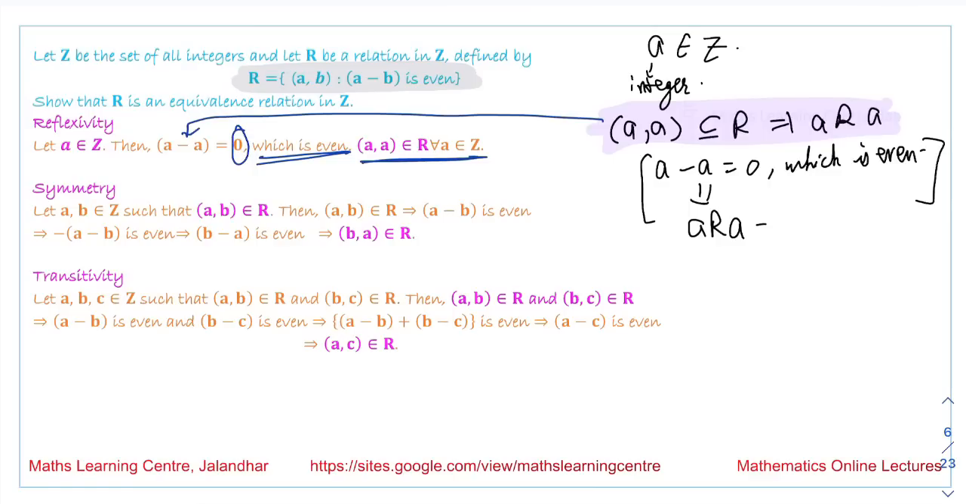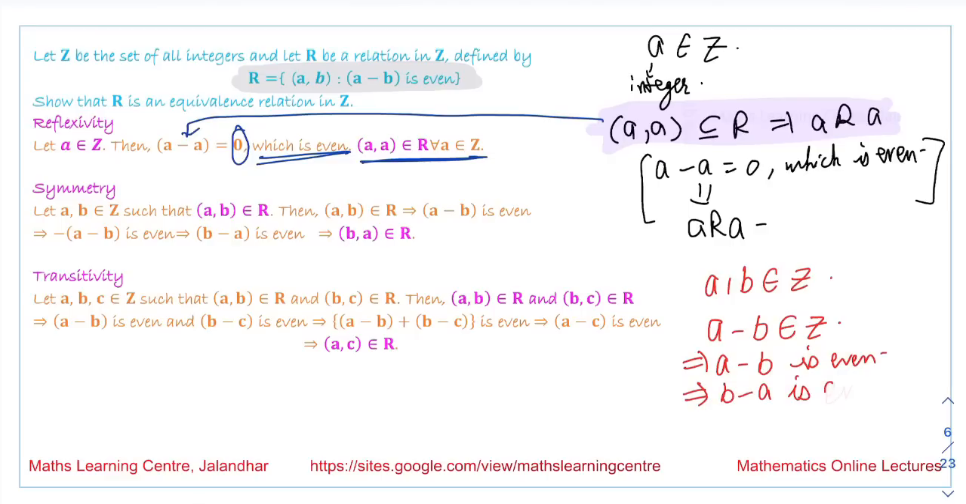Second thing we have to prove is the symmetry. For symmetry, suppose a comma b are two elements, two integers we are talking about, and a minus b belongs to Z. A minus b belongs to Z means that a minus b is even. If a minus b is even, then b minus a is also even, and this implies that b comma a belongs to R.